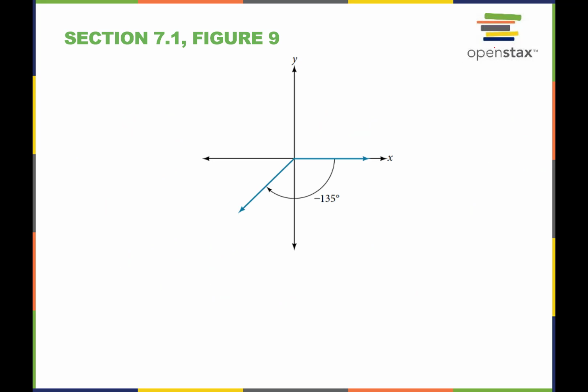For negative angles, I know I have to go in the other direction. So I start here. That's my initial side. I want to draw negative 135 degrees in standard position.